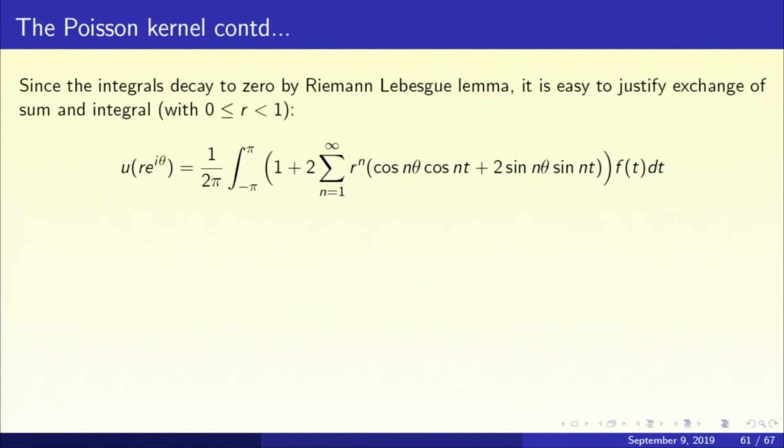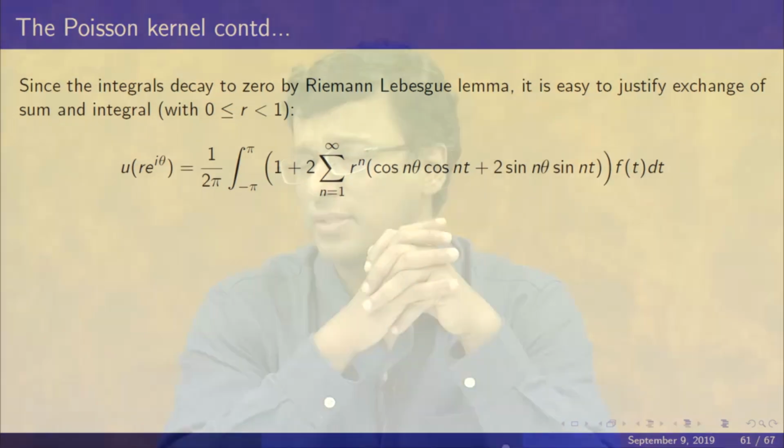Now we must combine these integrals into one integral and we must exchange the integration and summation. You can do that because when r is between 0 and 1, your sines and cosines are bounded, r to the power n is rapidly going to 0 and the an's and bn's are going to 0 by the Riemann-Lebesgue lemma, and hence in particular they are bounded, for instance.